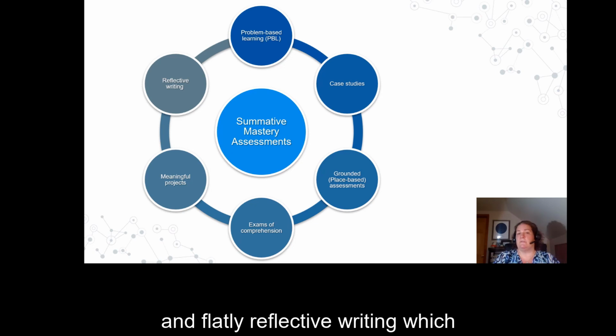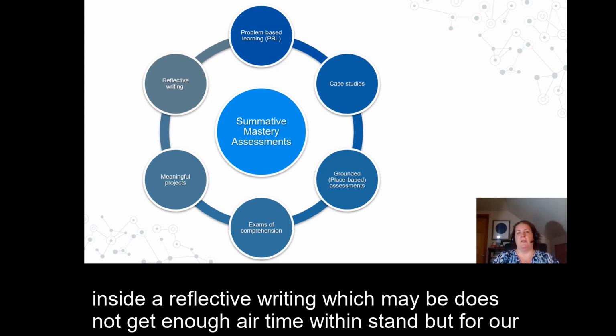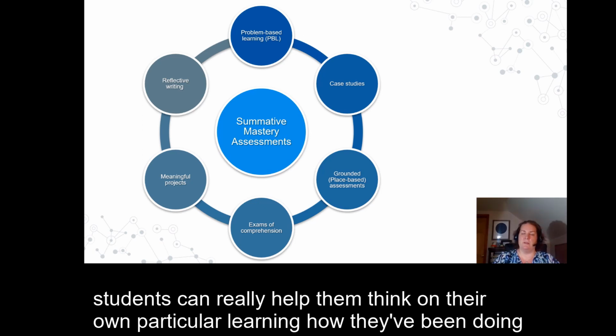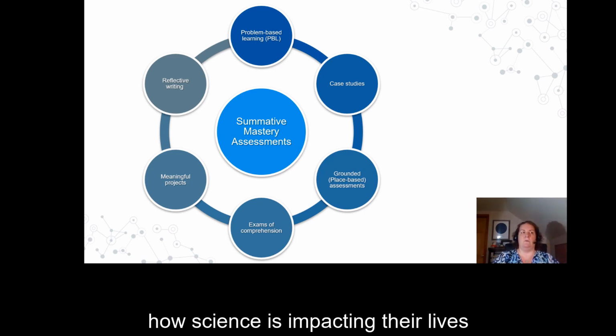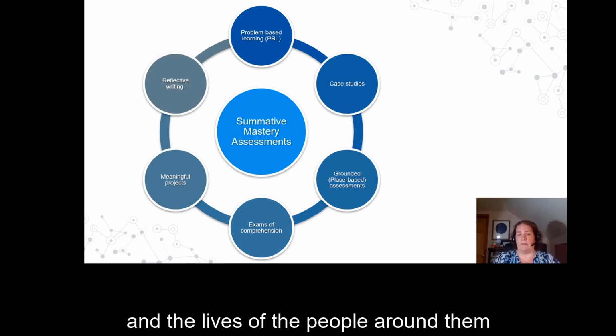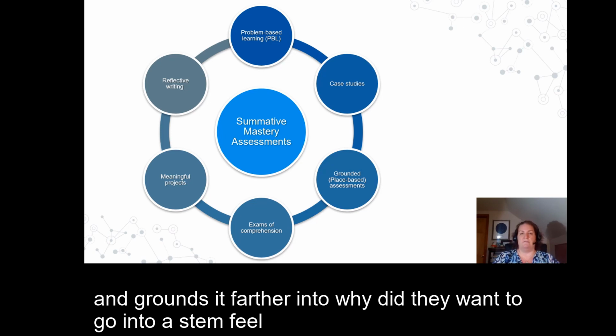And finally, reflective writing, which maybe does not get enough airtime within STEM, but for our students can really help them think on their own particular learning, how they've been doing, how science is impacting their lives and the lives of the people around them, and grounds it further into why they want to go into a STEM field.